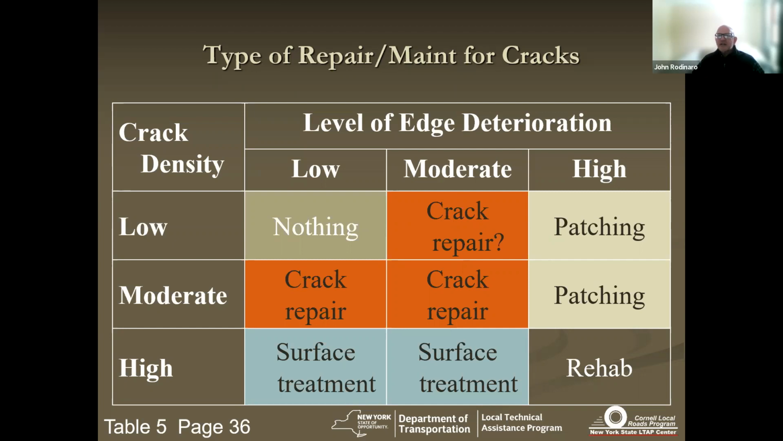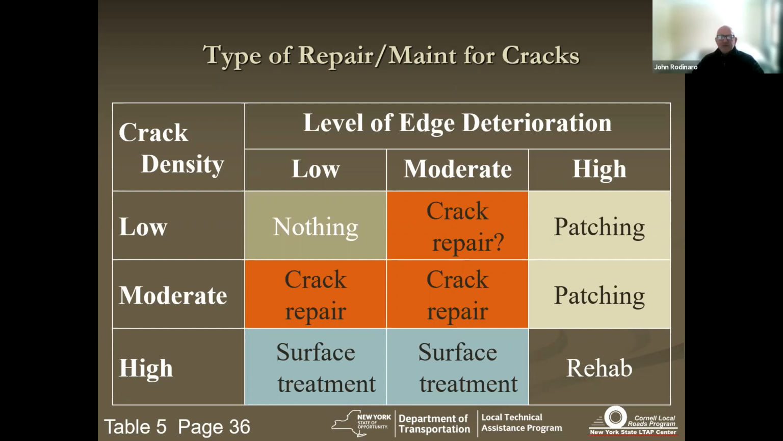And then if you've got a high level of edge deterioration, those cracks are real nasty looking, they're all falling apart, and they're starting to pothole, but you've still got low to moderate level of density. You don't have a whole lot of that distress on the pavement. You're really in your arena of patching. And we'll talk more about that in a little bit.